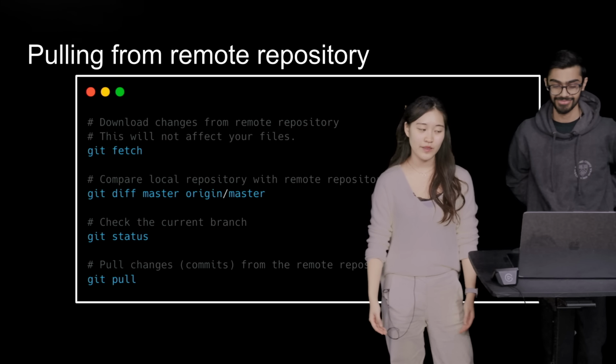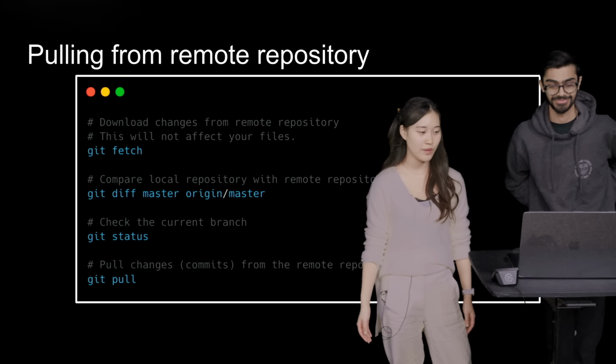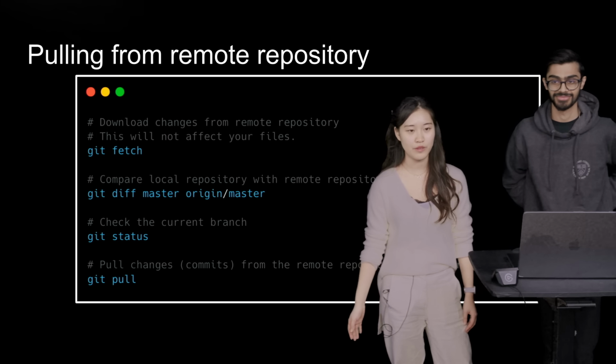You can also check the status of your current branch by just entering git status. And then finally, this is very simple, you can pull your changes and commits from the remote repository by just saying git pull.